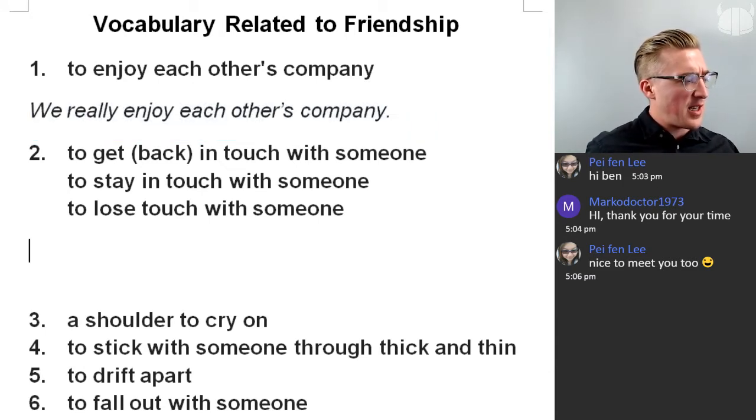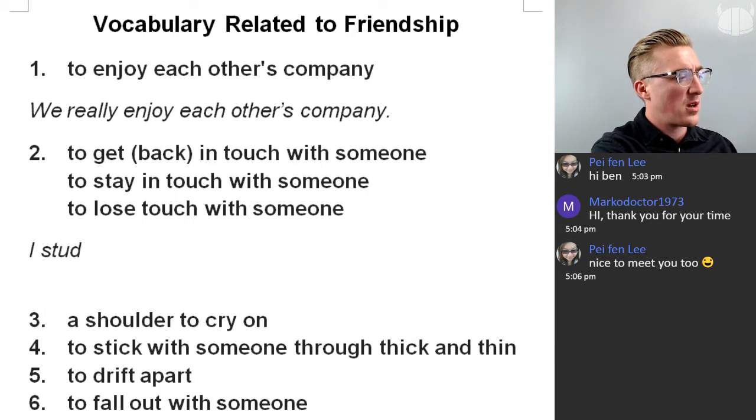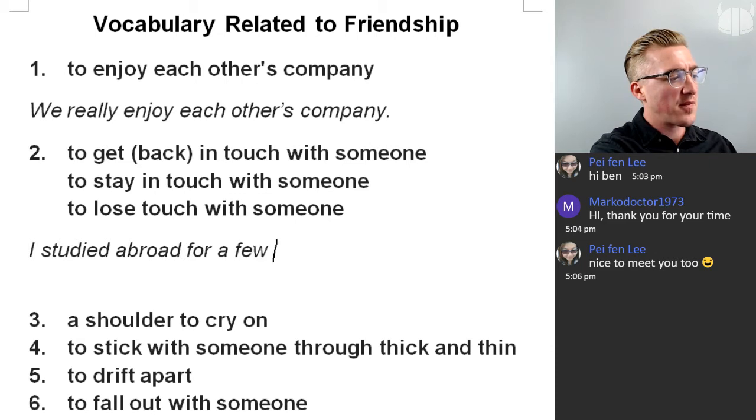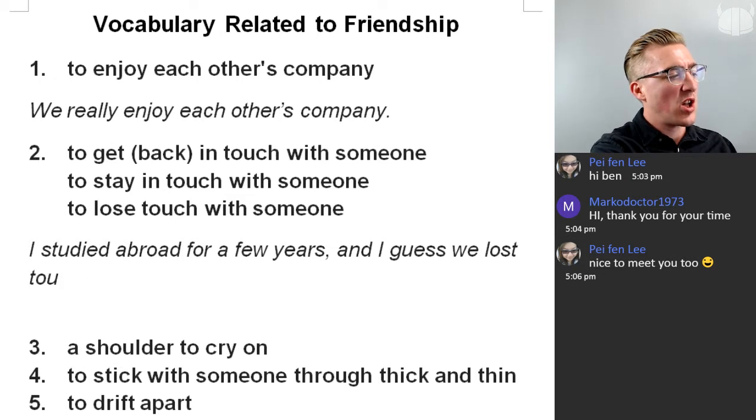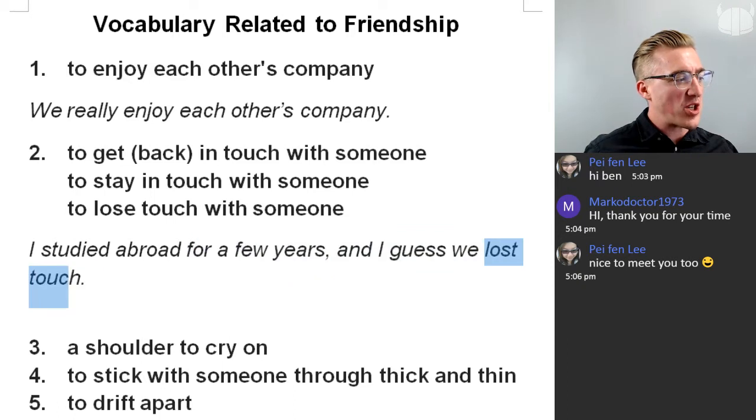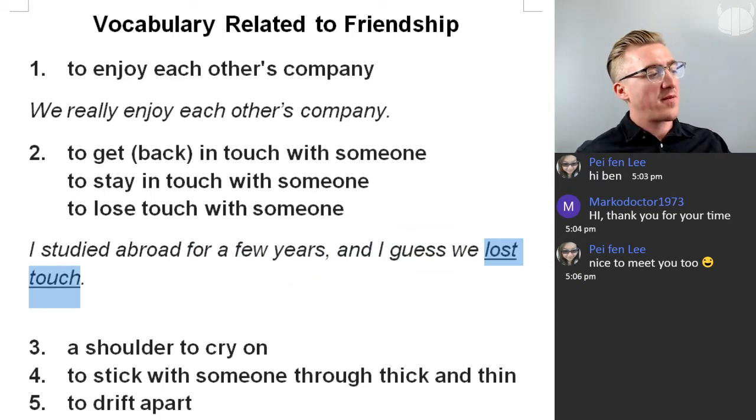Make this a little bit easier to distinguish. Okay, let's see. I studied abroad for a few years, and I guess we lost touch. Okay, so that would be the final expression, to lose touch with someone.